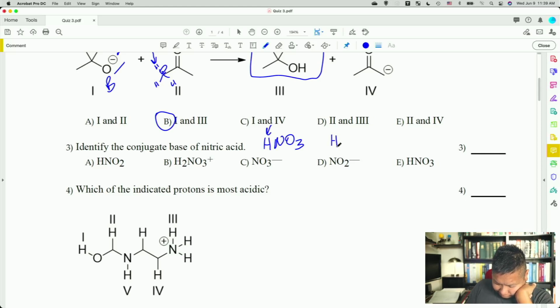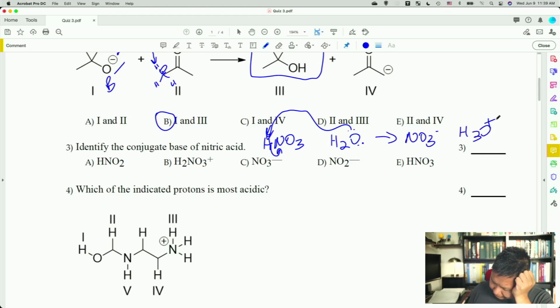so if we have water here, the electrons from the water pull off the proton. And then the bond between the proton and the nitrate ion right there go to the nitrate. So then you're left with NO3 minus and H3O plus. So the answer here would be C.